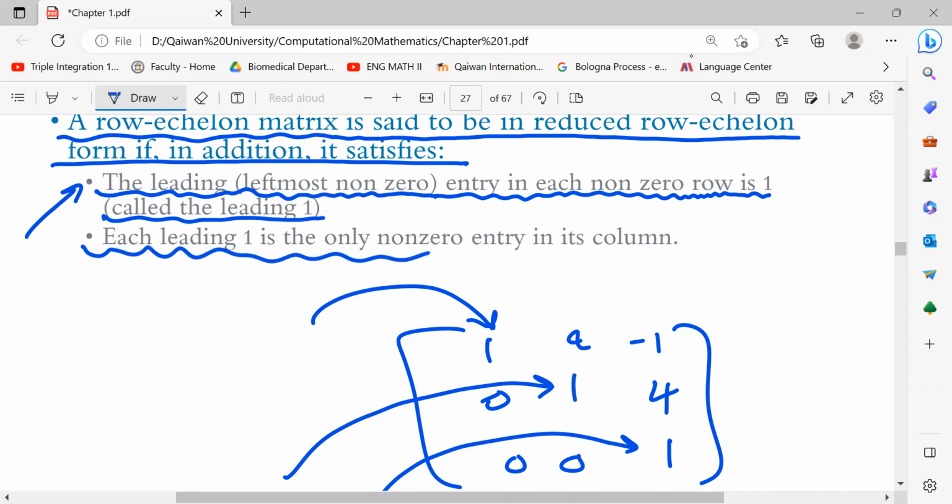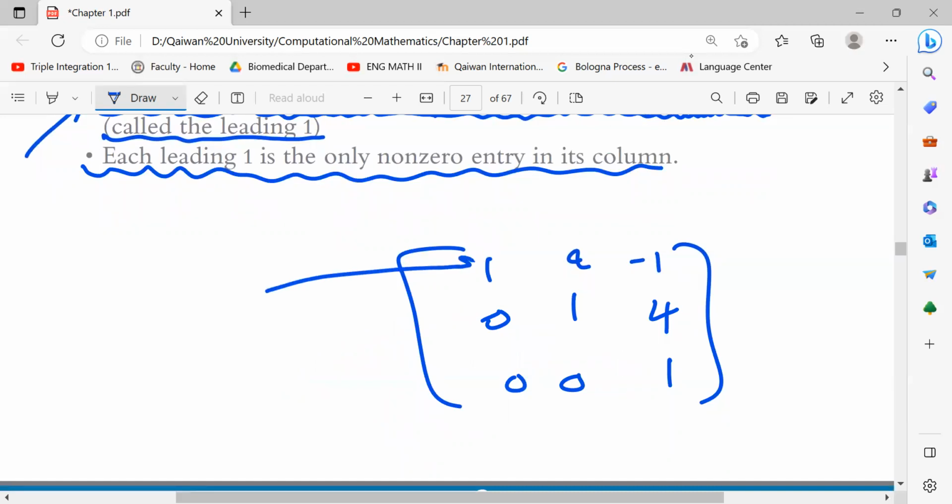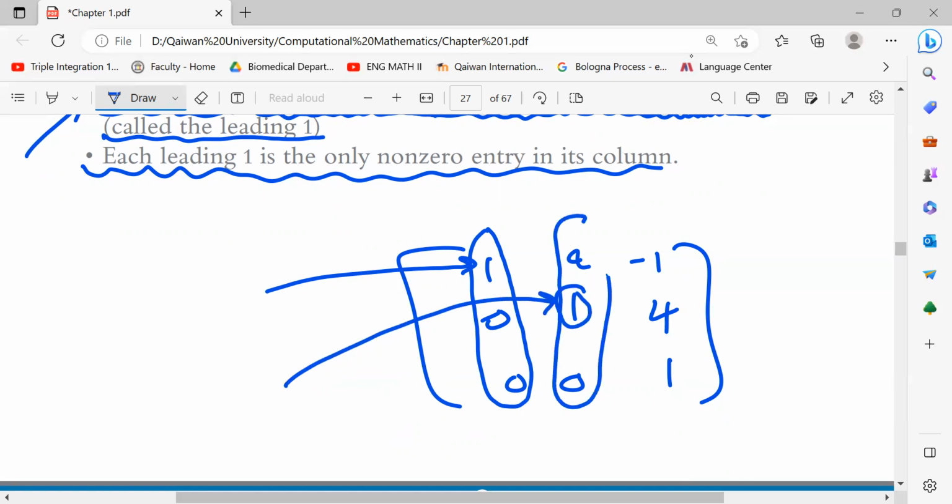Then we have another condition. It says in the column where you have the leading entry, there must not be any other non-zero entry. All the other entries in that column must be 0. Look, this is a leading entry. And in this column, we must have only that non-zero entry. Now it's okay. For this one, this is one. In the column, do you have any other non-zero entry? Yes, 2. So that 2 must be 0 also.